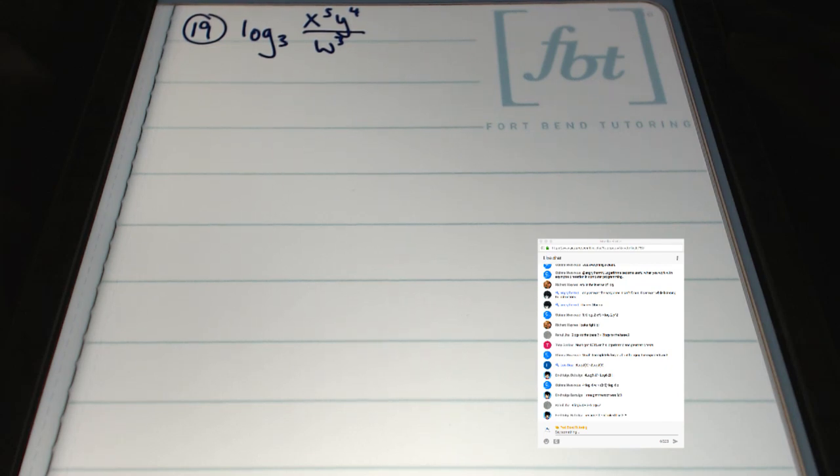We have log base 3 of the quotient x to the 5th power times y to the 4th power divided by w to the 3rd power. Let me say it again, because I know it was all fast and muddled. We have log base 3 of x to the 5th power times y to the 4th power divided by w cubed. That's right, w to the 3rd power. I've said it several times, so those 3s and 5s should be straightened out on this one. We'll be using the quotient rule.